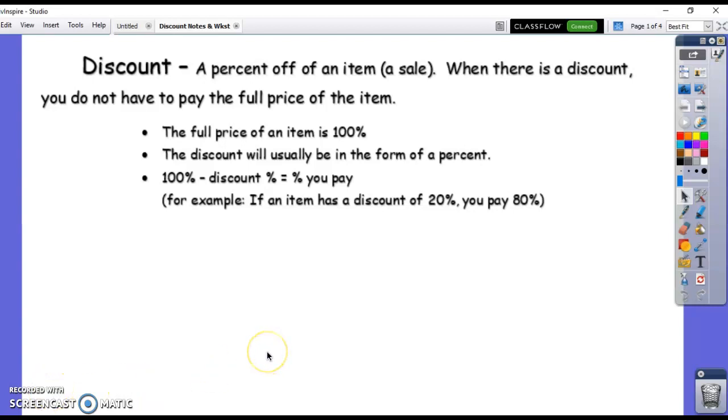Hey, today we're going to talk about discounts. We all like discounts when we go shop because we like to pay less than what the actual price is. And so we're going to learn how to figure out what that amount is today.